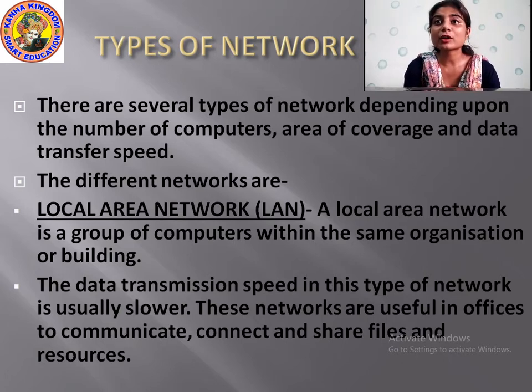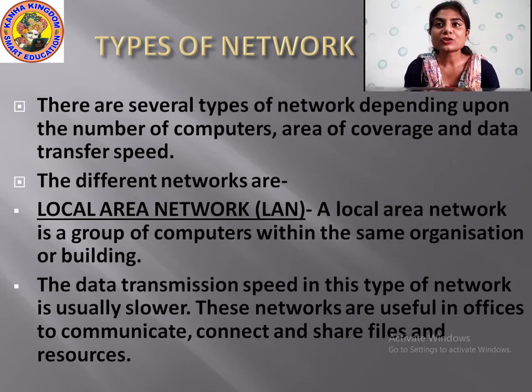A local area network is a group of computers within the same organization or building, in a specific place. The network does not extend out from a particular place. That means the network will only cover the area that is fixed. Suppose there is a building: only up to that building will the computers get network coverage. That is a local area network, where a group of computers are connected within the same organization or building.